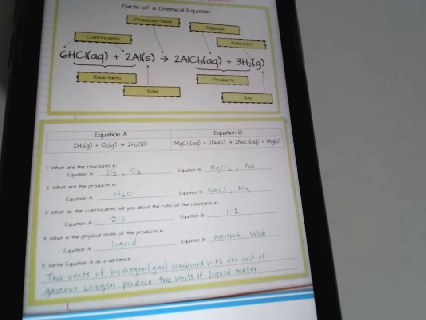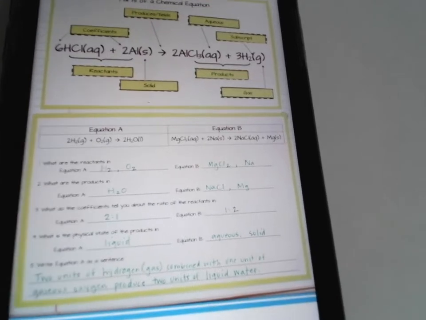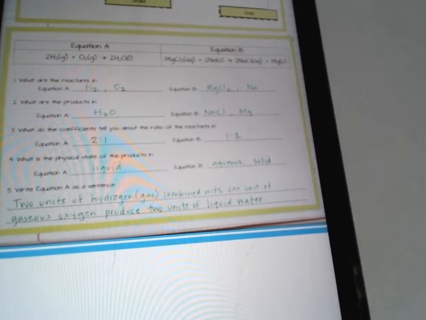Okay. For equation A, you were given an equation. For equation B, you were given an equation, and then it asks you to list out the reactants and products for each of those. Let me see if I can get a little closer. So, equation A, the reactants are hydrogen and oxygen. For B, it's magnesium chloride and sodium. The products in A are water or H2O, and the products for B are sodium chloride and magnesium.